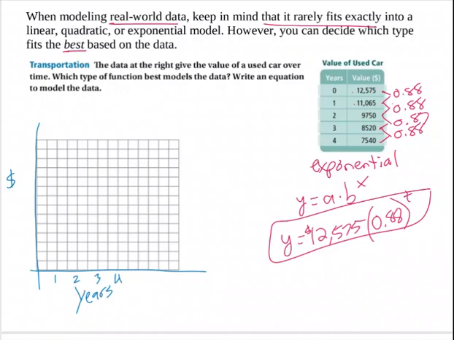Now, for the value of the vehicle, I've got to make it to 12,575. What should I go by? 1,000. Thousands is great, so I'll label that up here. And then 1,000, 2, 3, 4, here's 5,000. 6, 7, 8, 9, here's 10,000.